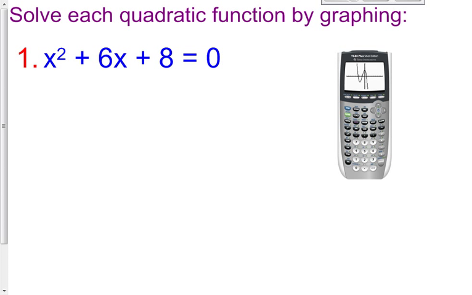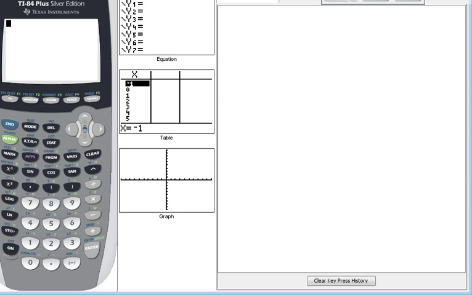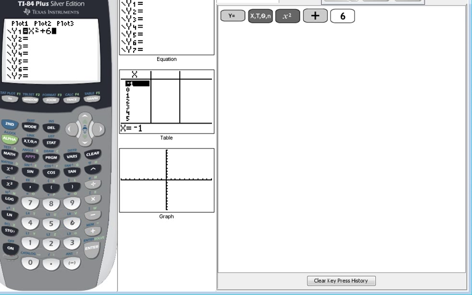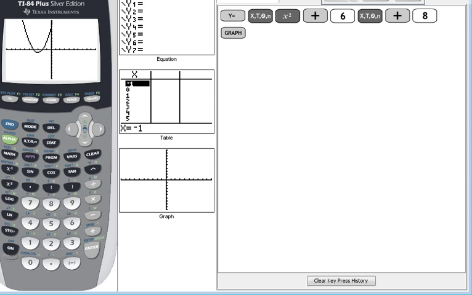Instead of a 0 here, when we put it into our graphing calculator, we consider this to be y. So y equals x squared plus 6x plus 8. So you're going to press y equals, and enter x squared plus 6x plus 8. And now we press graph. And there's what our parabola looks like.